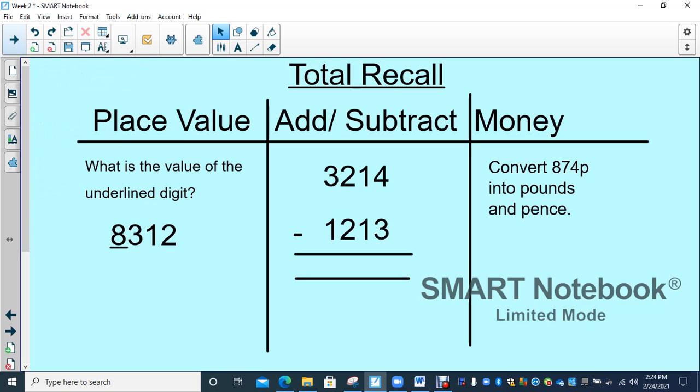So let's start with some total recall. We've got 3 separate parts for our recall, and today we're going to start with place value. So pause the video here, have a go at each part, and then we'll join in a second for the answers.